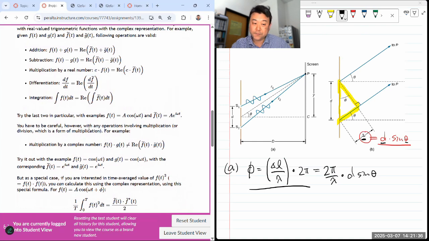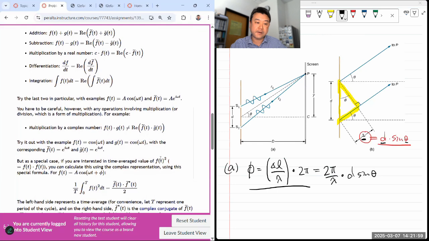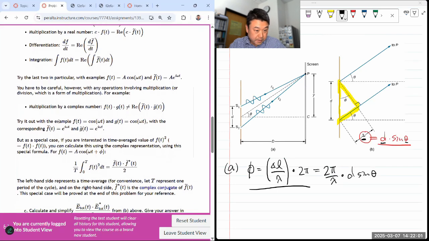Read on. You have to be careful, however, with any operations involving multiplication, to be contrasted with this, or division, which is a form of multiplication. For example, multiplication by a complex number. Here, I guess you're technically multiplying two functions, but this product of two real functions is not going to be equal to the real part of the product of these two complex functions. You just can't rely on that. Try it out with the example f of t is cosine omega t and g of t is cosine of omega t, with the complex versions of f and g of t being e to the i omega t.